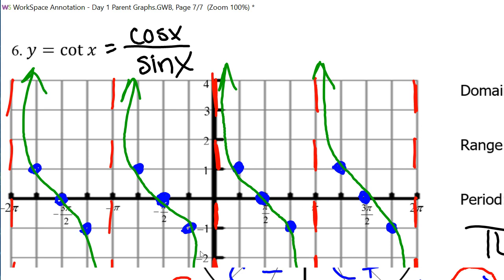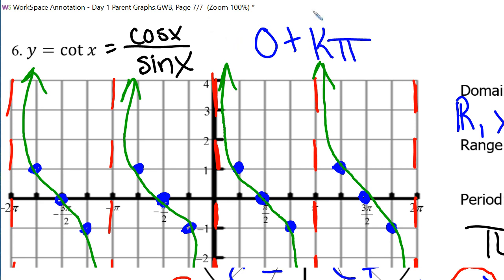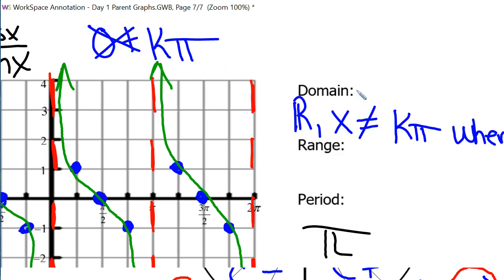So we have asymptotes, so we'll have some excluded values. So our domain is all real numbers except x cannot equal. What's the starting asymptote? 0 plus, what do you add to 0 to get to the next one? K pi. Should I write it as 0 plus K pi? No, just leave it as x cannot equal K pi, where K is an element of the integers. And what's the range? All real numbers. Keeps going down, keeps going up.